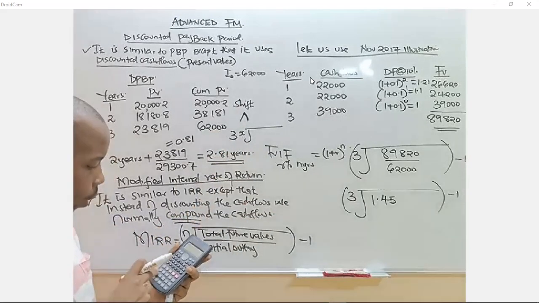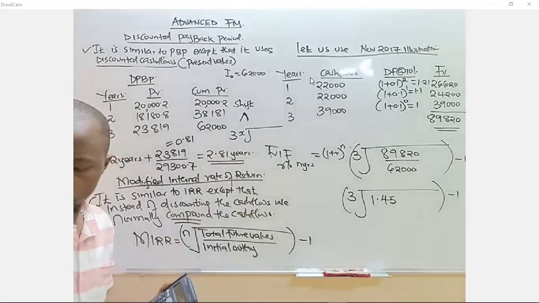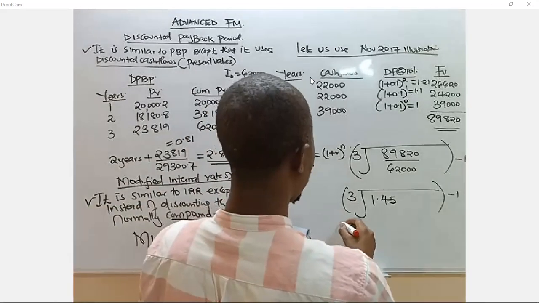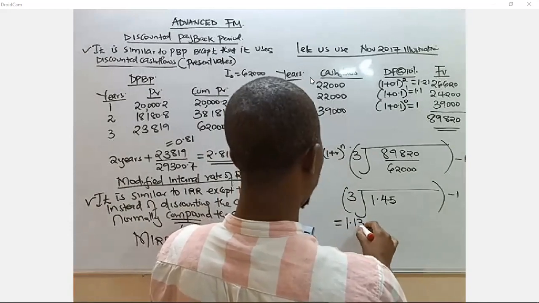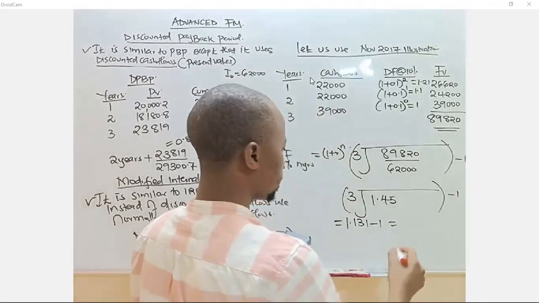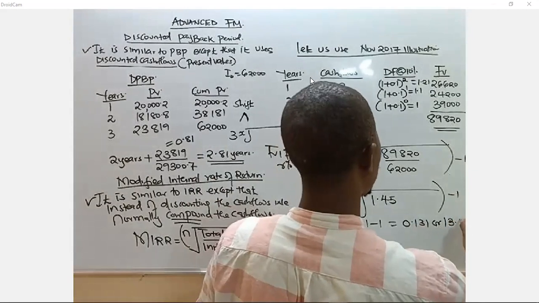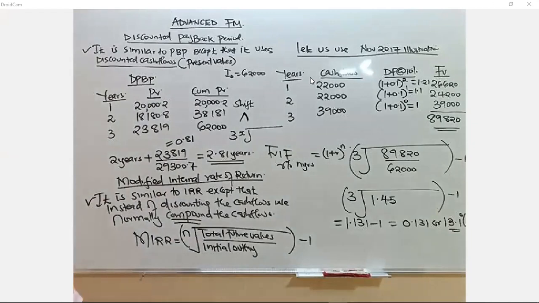Then you put 1.45 and the equal sign. You are going to get something looking like 1.131. Then we subtract our 1, where we are getting 0.131 or 13.1%. That is what you are supposed to be doing.